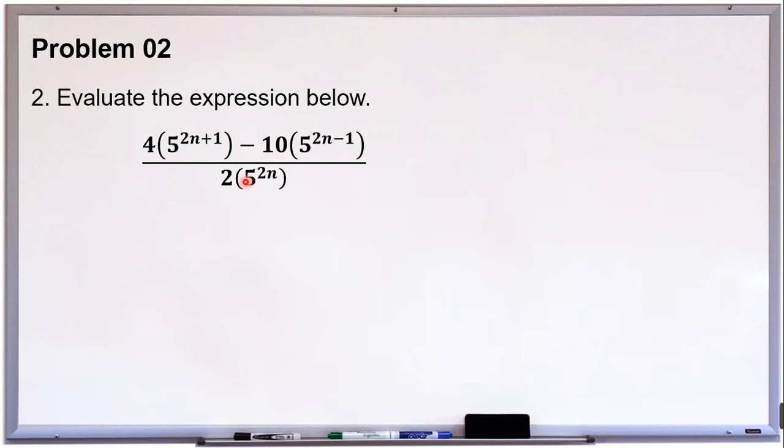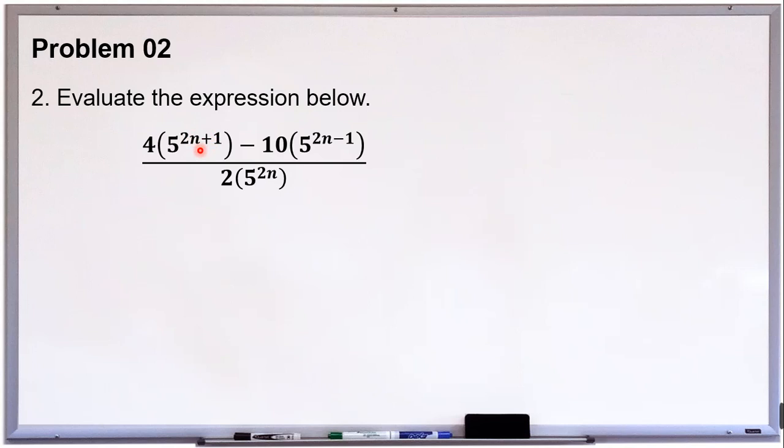So the challenge here is to remove the expression that contains the variable n, because if we can remove this variable, it is easier to simplify this expression. So how are we going to remove this variable n, especially since it is incorporated in the exponent? To solve this, we are going to simplify first this expression that contains an exponent, in which in the exponent we have a variable n.